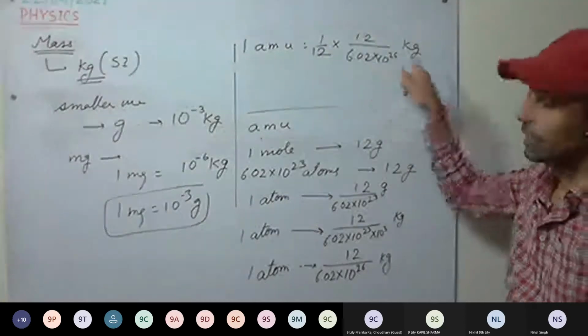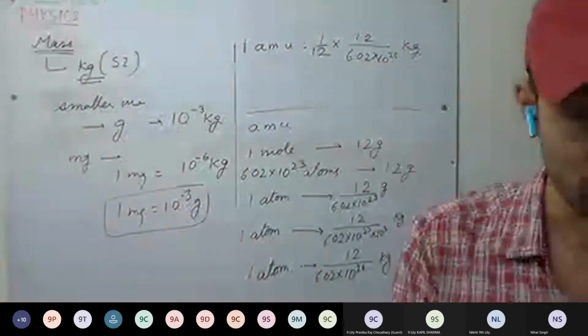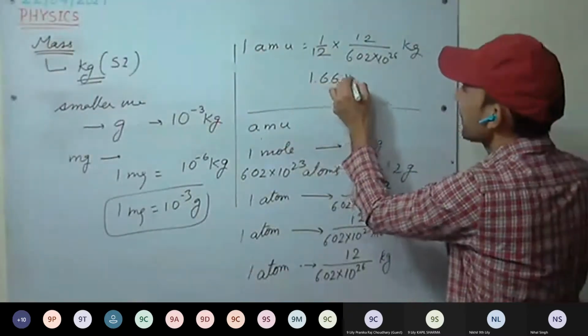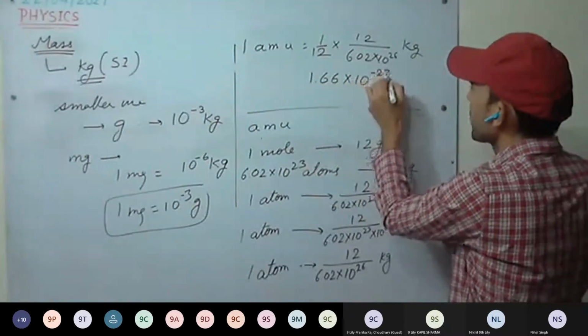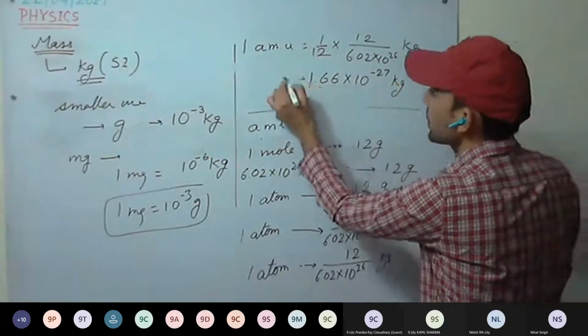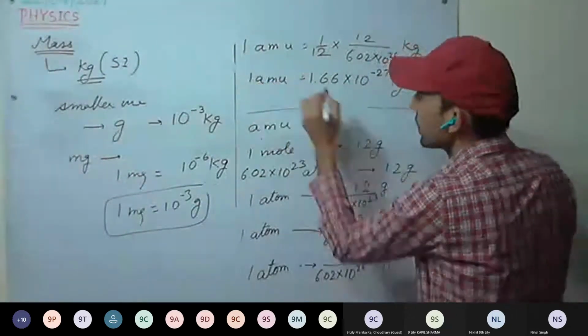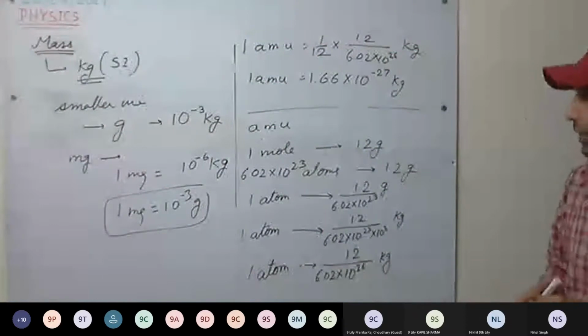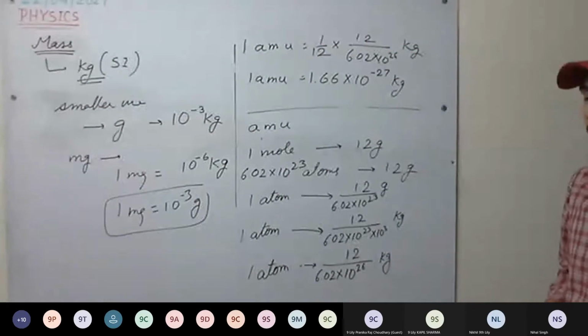The 12 gets cancelled, and when we solve further, it comes out to be 1.66 into 10 raised to power minus 27 kilogram. This is 1 AMU. Understood? Just go through it once for a minute. If you have any doubt, do ask.